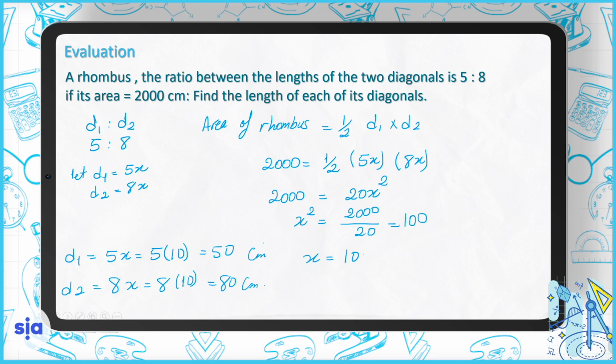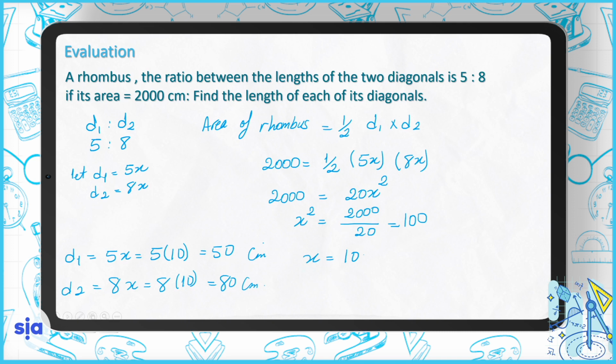The area of the rhombus, as we know, is half times D1 times D2. So 2000 is equal to half times 5x times 8x. So 2000 equals 20x squared. x squared equals 2000 over 20, which is equal to 100. To find x, we take the square root of 100, so x equals 10.